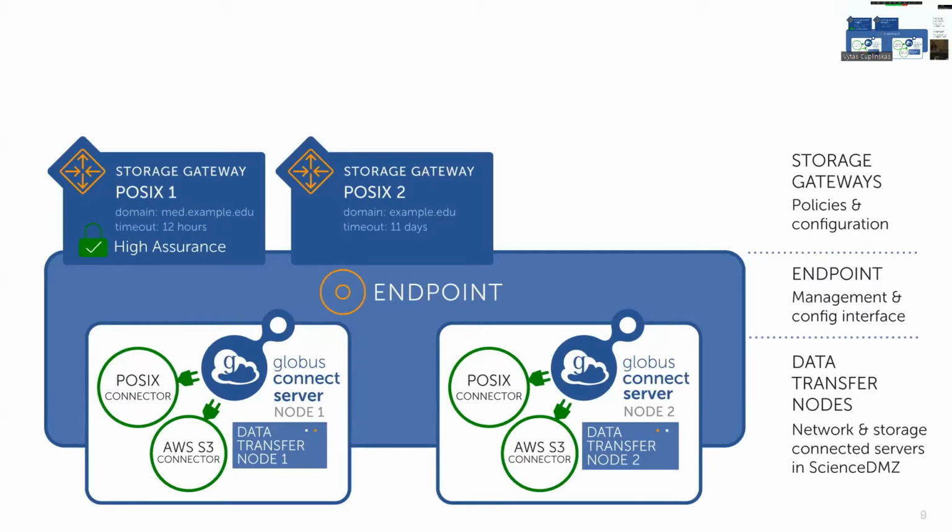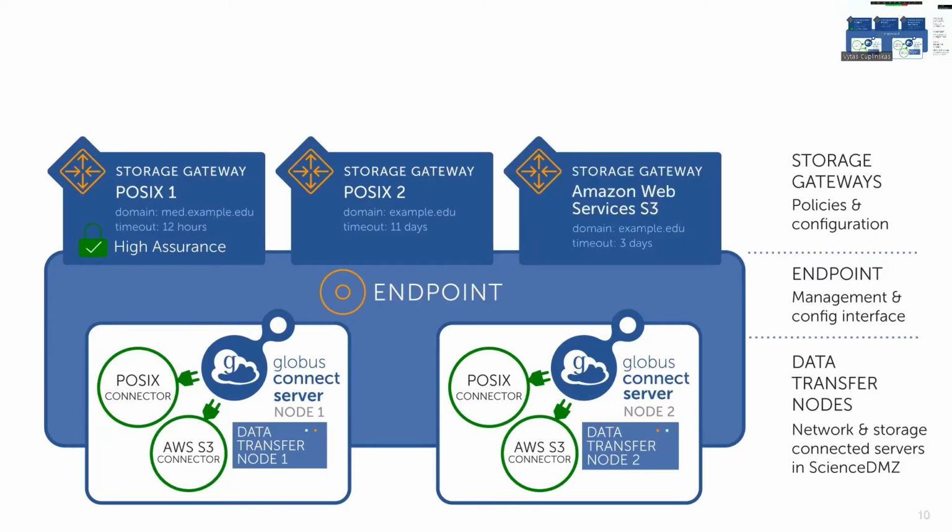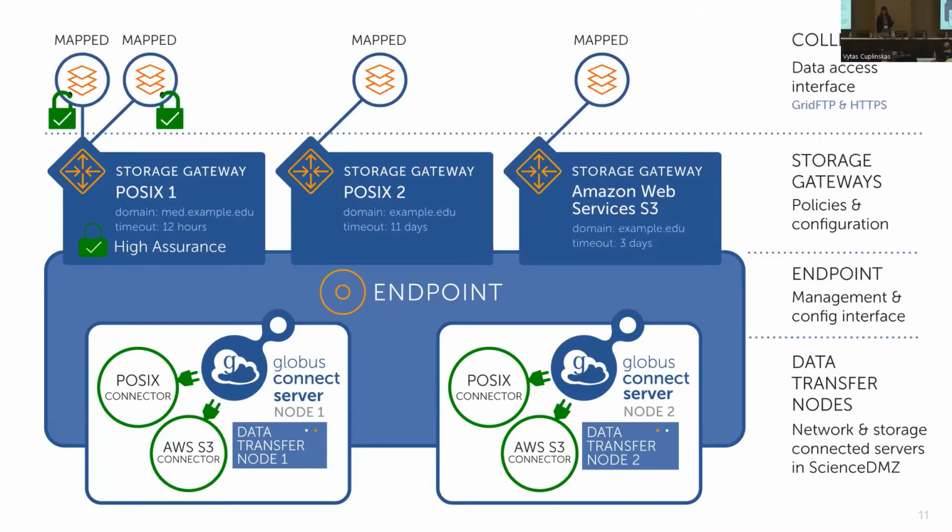If you are supporting multiple connectors, then you would add that connector in the GCS install, and then you would create a storage gateway that determines policy for that connector, right? So for example, in this S3 one, we talk about what domain is required, identities from which domain are required to access it, how often should a user authenticate on these, and so on. So some of the policies there.